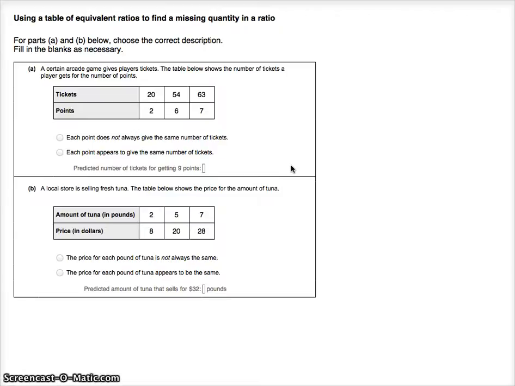For part A, it says using a table of equivalent ratios to find a missing quantity. So we're given tables here in both sections, and they're going to claim that they have equivalent ratios. It says for part A and part B, choose the correct description, then fill in the blanks necessary. In order to know whether or not our ratios are equivalent, we first have to simplify our ratios. So our first step here is to simplify each ratio.